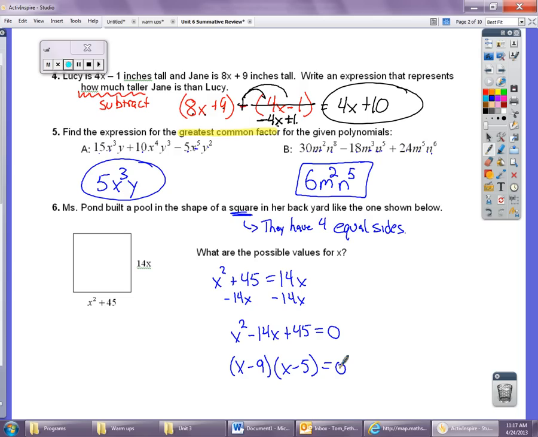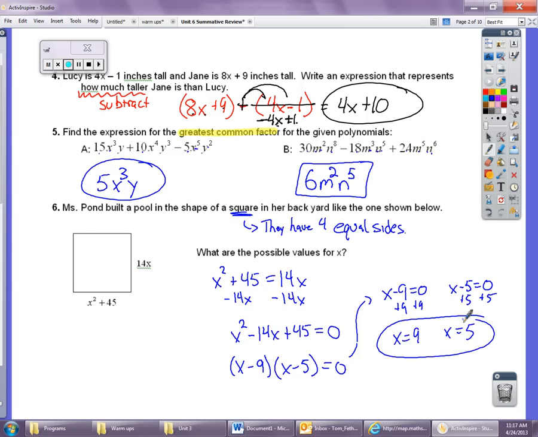So negative 9 times negative 5 is positive 45. Negative 9 plus negative 5 equals negative 14. So now what we do is we take the first one, x minus 9 equals 0. The second one, x minus 5 equals 0. Plus 9, plus 9, plus 5, plus 5. So x equals 9, x equals 5. So our answer, the two values for x, 9 or 5.